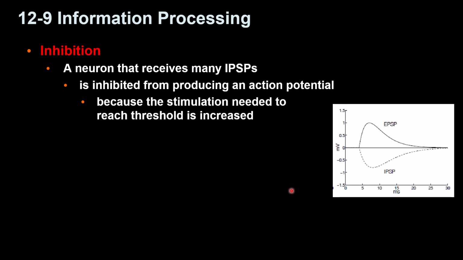So if you get a lot of inhibitory postsynaptic potential, what will happen? That will go further away from the threshold. That will inhibit action potential.